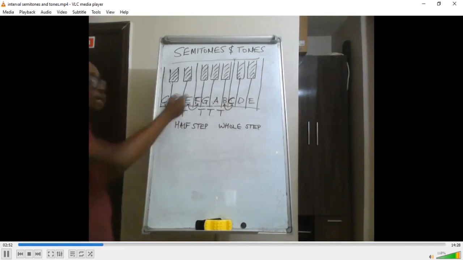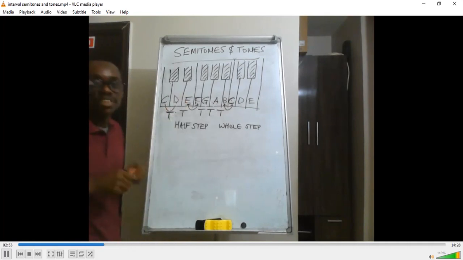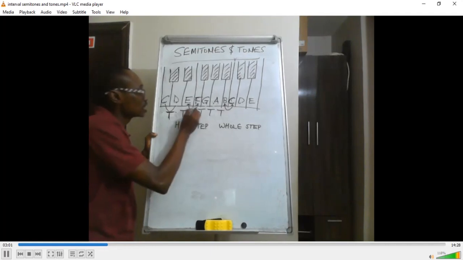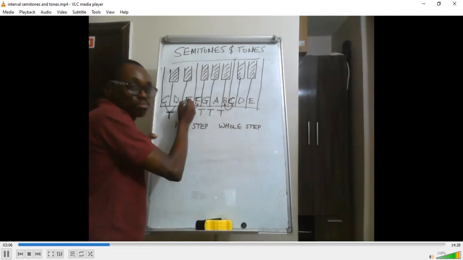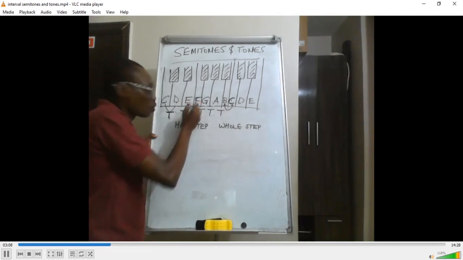So what is happening between E and F where there is no black key? There, the distance is half. What you have there is called a semitone distance. So between E and F, what you have, the interval, the distance is a semitone.